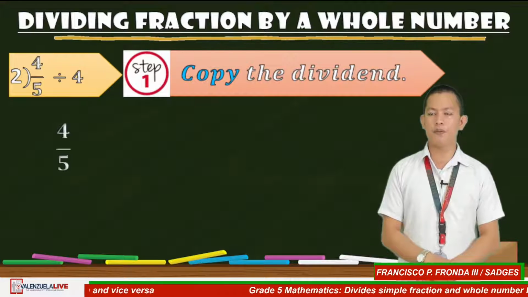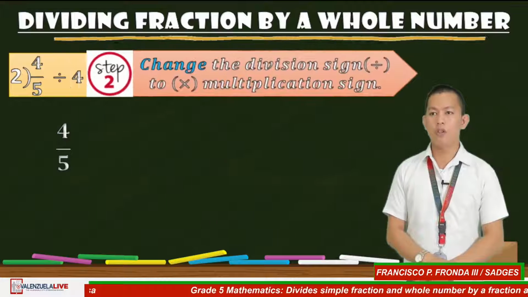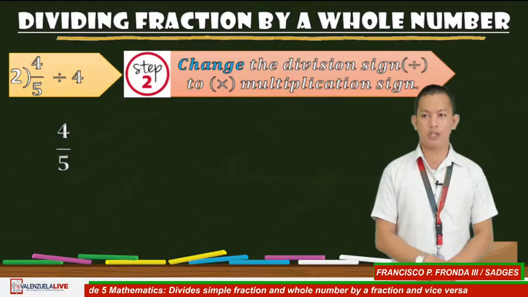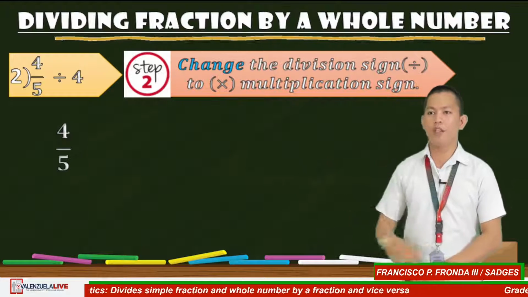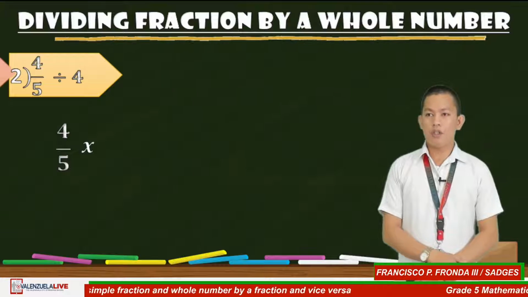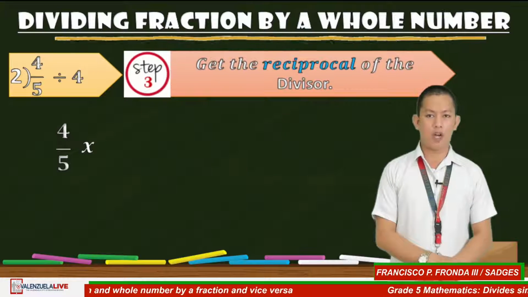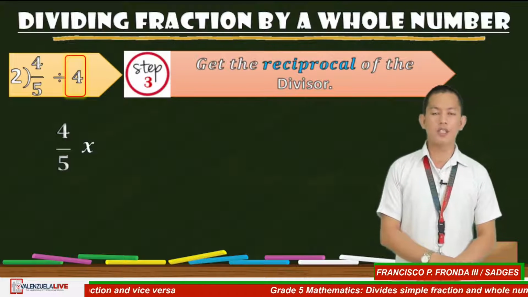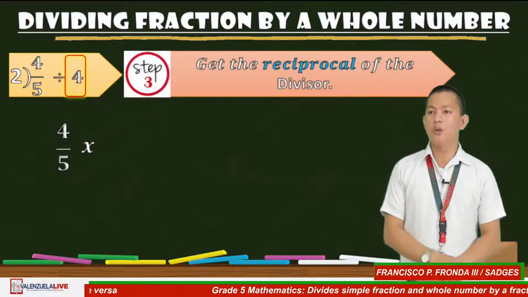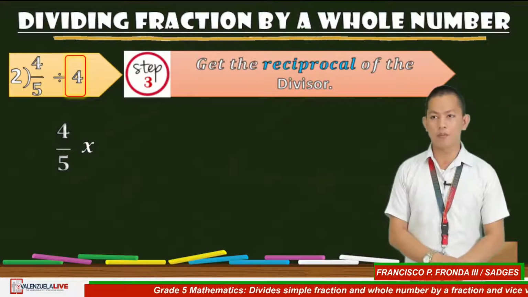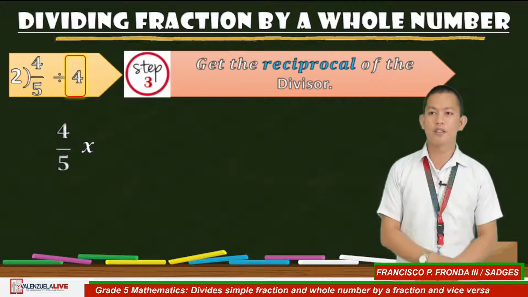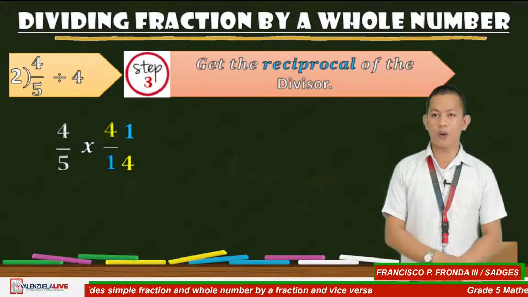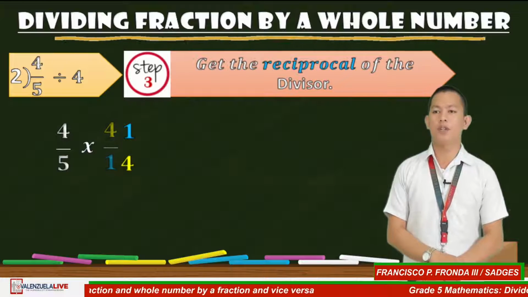You just copy 4/5. Then, step number 2, you change the division sign to a multiplication sign. And then, step 3, you get the reciprocal of the divisor. Our divisor in our problem is 4. Since 4 is a whole number, we're going to change it into its fractional form. The fractional form of 4 is, very good, grade 5 learners, 4 over 1. So, the reciprocal of 4 over 1 is 1/4.